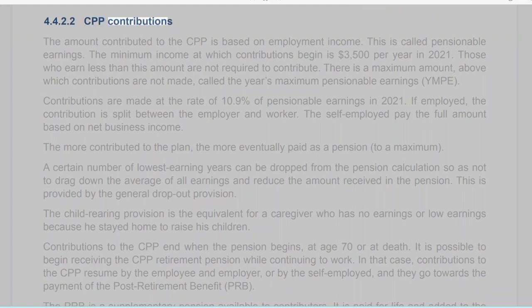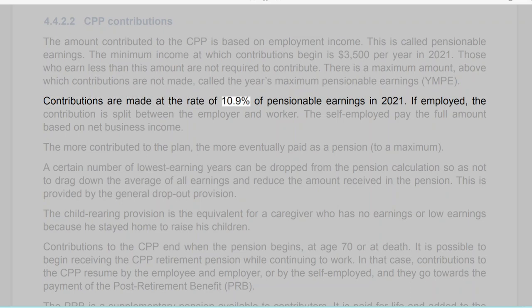4.4.2.2 CPP Contributions. The amount contributed to the CPP is based on employment income. This is called pensionable earnings. The minimum income at which contributions begin is $3,500 per year in 2021. Those who earn less than this amount are not required to contribute. There is a maximum amount, above which contributions are not made, called the year's maximum pensionable earnings, YMPE.